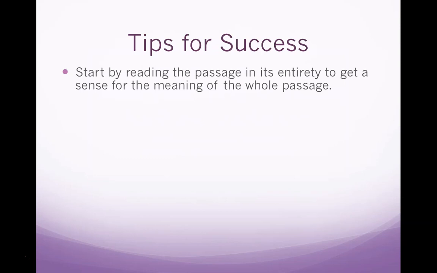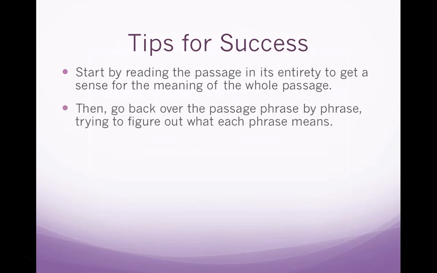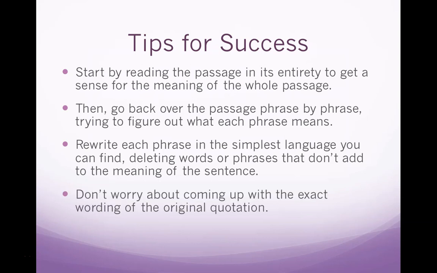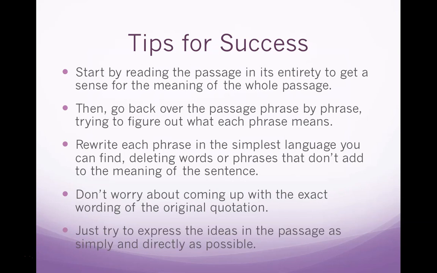Start by reading the passage in its entirety to get a sense for the meaning of the whole passage and what's going on. Then, go back over the passage phrase by phrase, trying to figure out what each phrase means. Rewrite each phrase in the simplest language you can find, deleting words or phrases that don't add to the meaning of the sentence. Don't worry about coming up with the exact wording of the original quotation. Just try to express the ideas in the passage as simply and directly as possible.